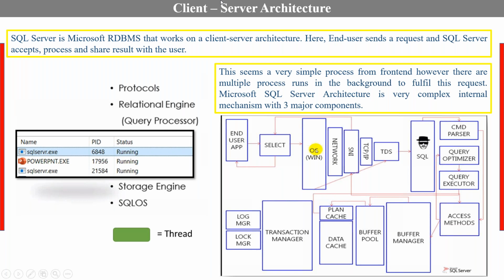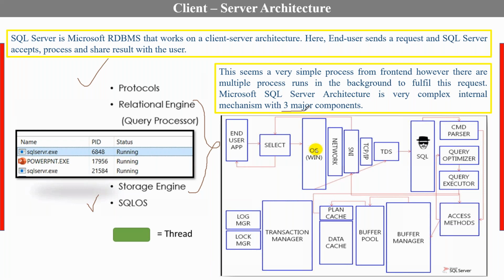So this is one component. These two are one component, and this is one component. That's why we are saying we majorly have three components. What are the three, sir? Your protocol layer, database engine layer, and SQL OS layer.